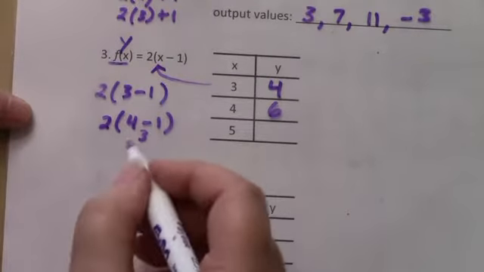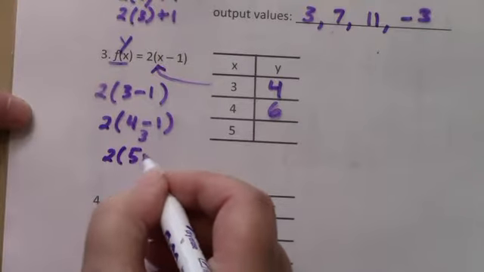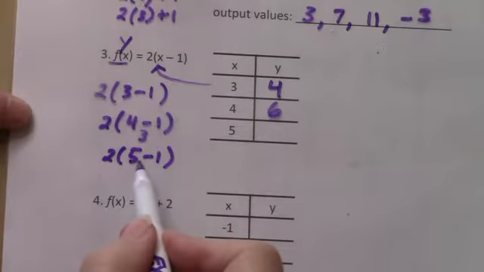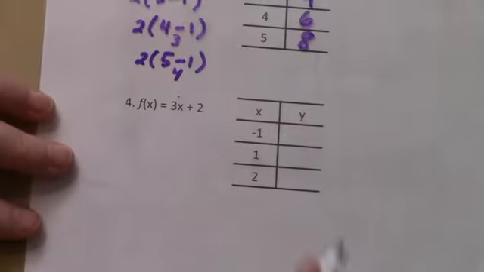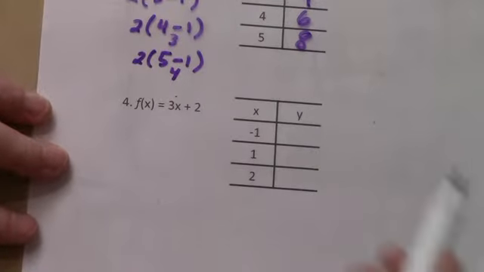Let's put in 5. 2 times 5 minus 1. 5 minus 1 is 4. 4 times 2 is 8. When I put in 5, I get out 8. Let's practice on one more like this, filling in our table.